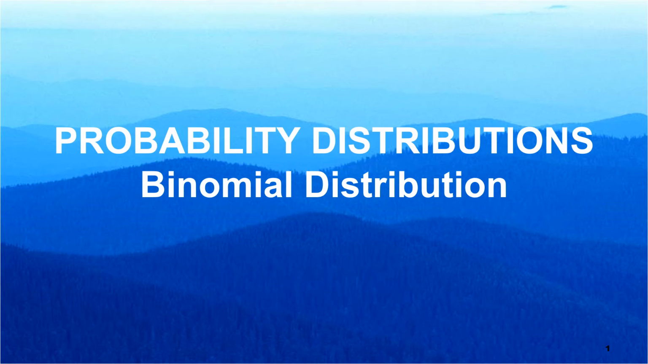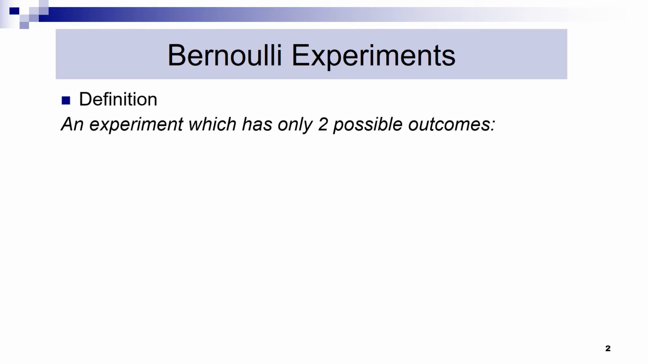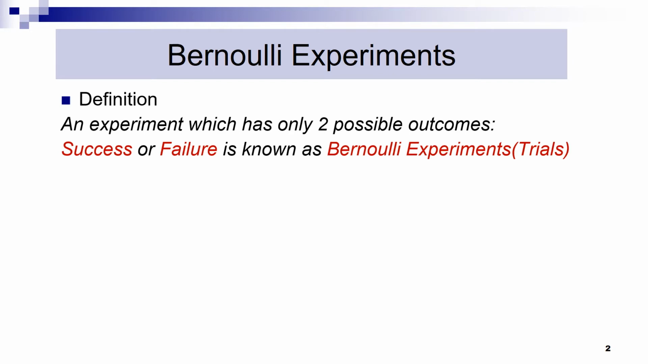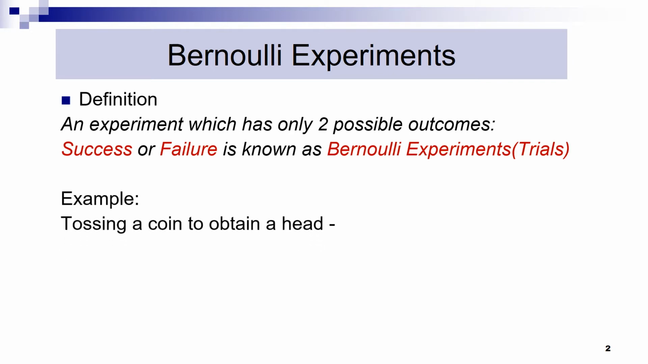Today's lesson is still on probability distributions, but we're going to look at a special discrete probability distribution known as the binomial distribution. Do you still remember what a Bernoulli experiment is? A Bernoulli experiment is an experiment which has only two possible outcomes, which is success or failure. For example, when you toss a coin and you want a head, it's either you are successful in getting a head or you fail to get a head.